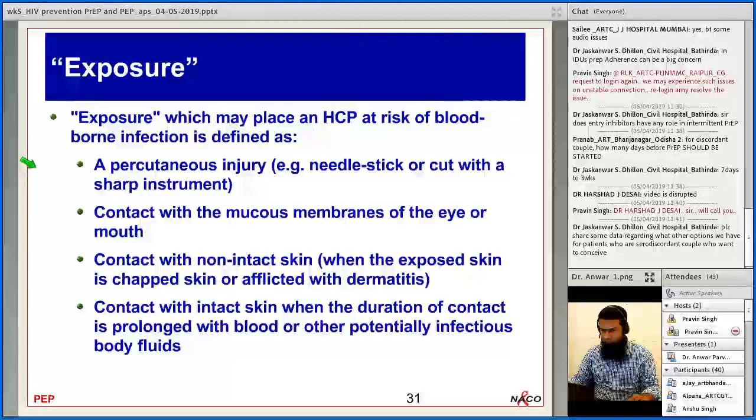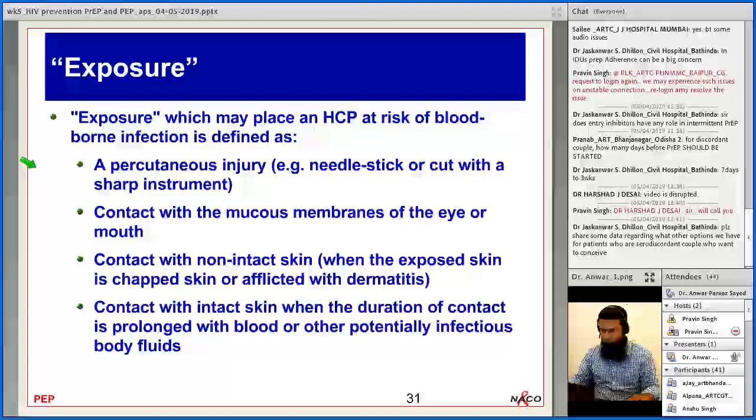Then the next thing was post-exposure prophylaxis, which we are already aware of. So it will be kind of revision for many of us. So in post-exposure prophylaxis, we are concerned about. Okay, before that there is a question.